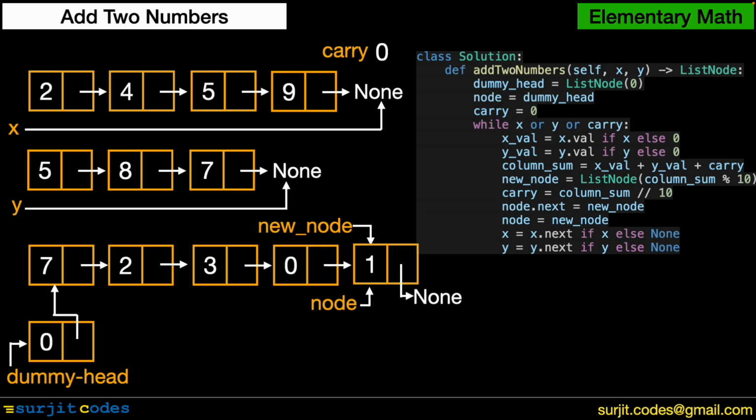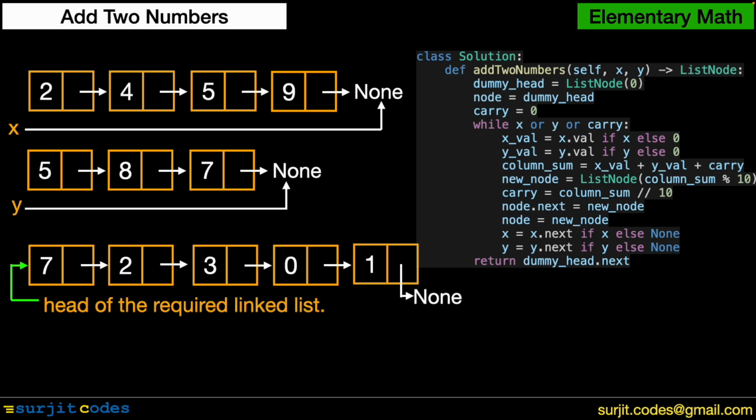Both x and y are none and carry is 0, so the loop terminates. Next part of dummy head points to the address of the resulting linked list, so we return that as the head of our result linked list.